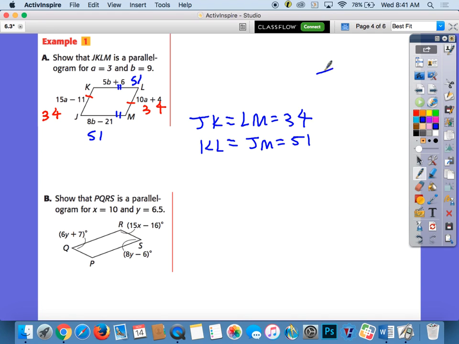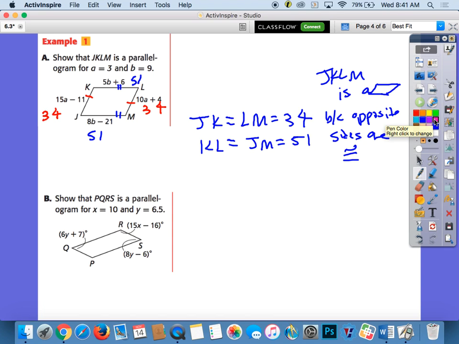Therefore, I know that polygon JKLM is a parallelogram because opposite sides are what? Both pairs of opposite sides are congruent. And this is all you need to show and all you need to write up. So it's kind of like a little mini algebraic proof. All right, so I want you guys to take a second, pause the tape, and try B. B is going to be your quiz tomorrow.